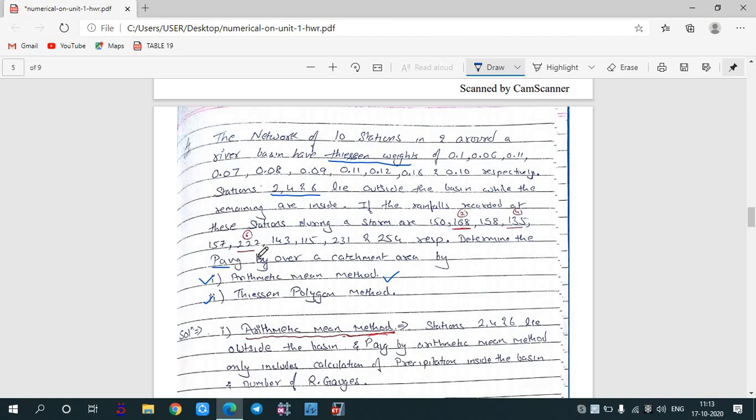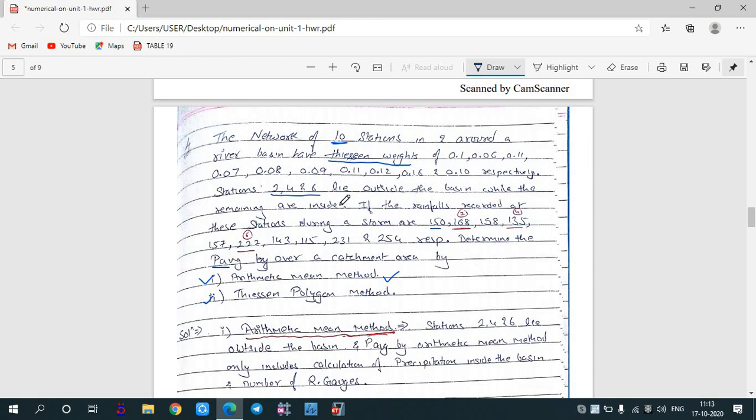Now in the arithmetic mean method, you know that we take the sum of the data of all the stations and then divide it by the total number. So how many stations are there? 1, 2, 3, 4, 5, 6, 7, 8, 9, 10. There are a total of 10 stations. So we would add all 10 stations and divide by 10.